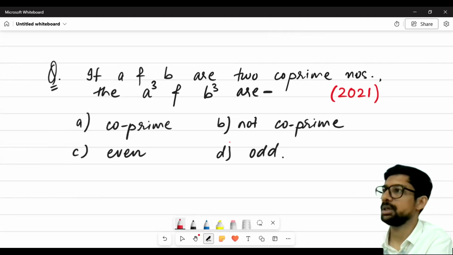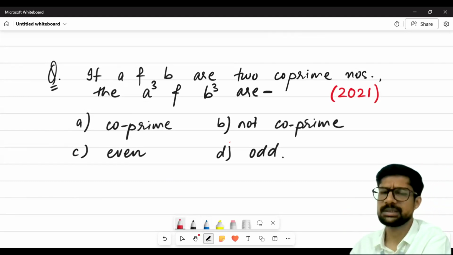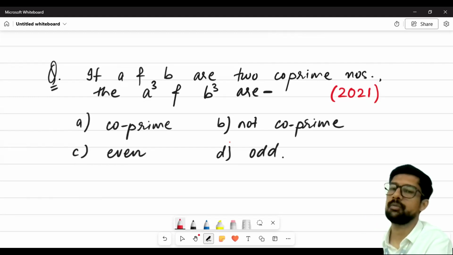No common factors other than 1. So if there are two numbers which do not have any common factor, take any two co-primes, I guess, and do their cubes and check out what they are.